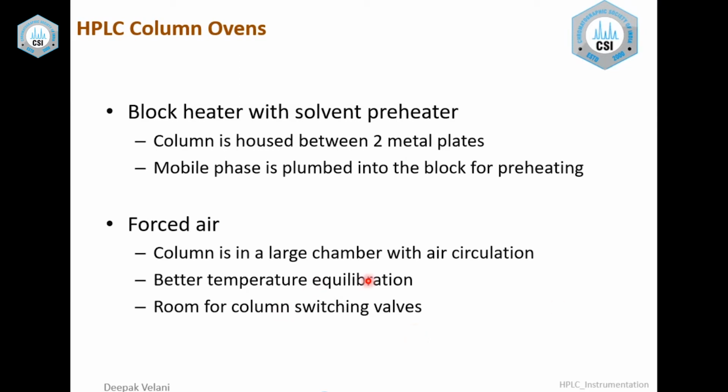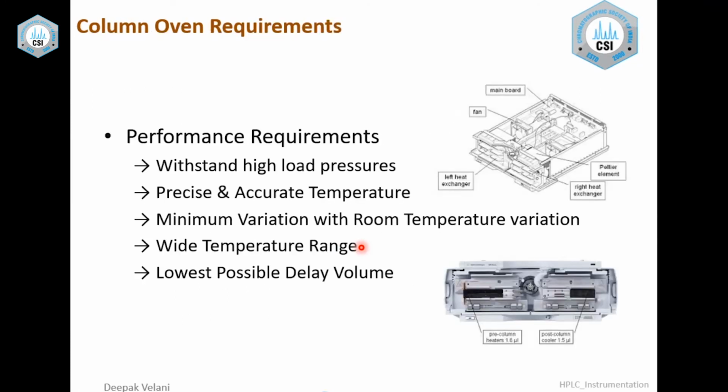Here there is better temperature equilibration, but with insulation, I think a block heater also works equally well, so not much of an issue. Any kind of column oven can be used. This is a picture of a column oven. We use a column oven because we want to maintain the temperature of the column while the analysis is going on.